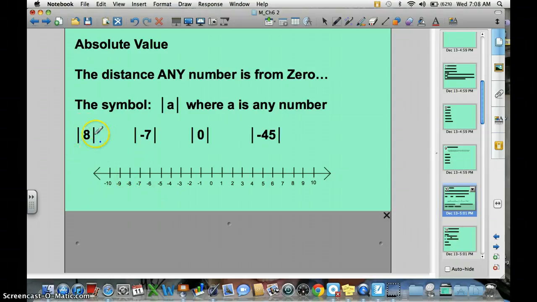So the first one is, what is the absolute value of 8? So I'm going to put a dot on 8, and I want to know the distance from 0. Well, here's 0. So I can count the spaces. 1, 2, 3, 4, 5, 6, 7, 8. So the distance from 0 is 8, so that is my answer.